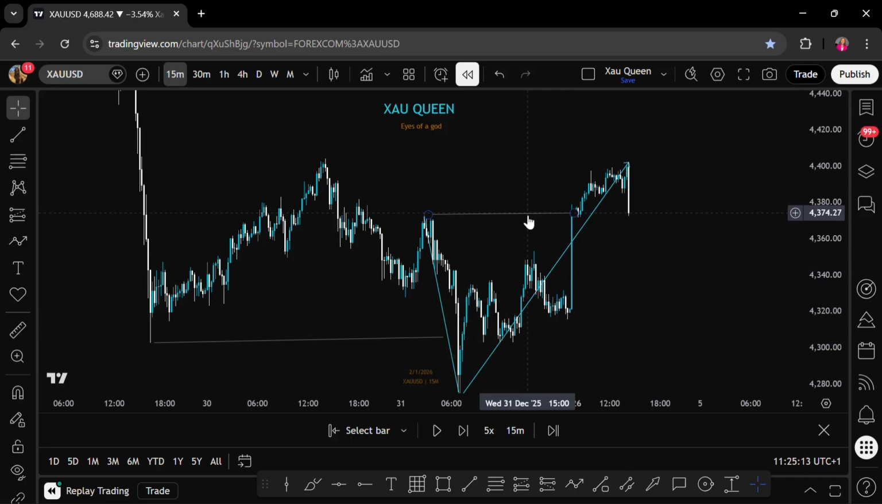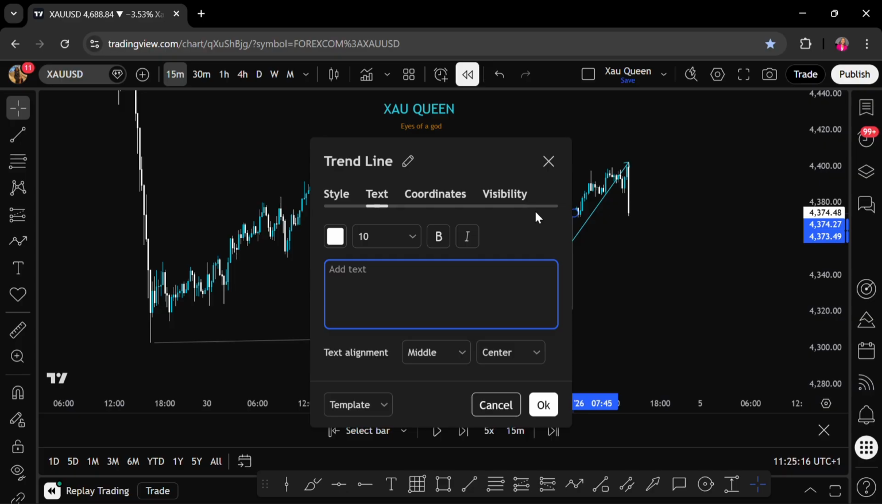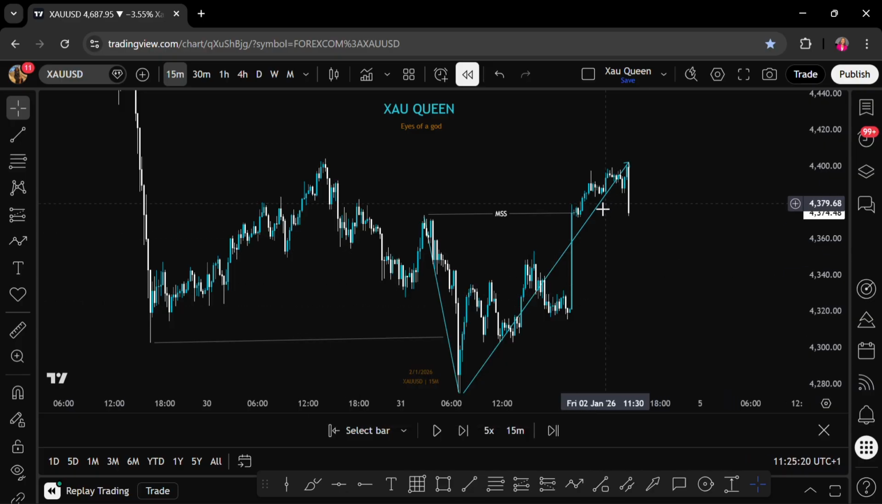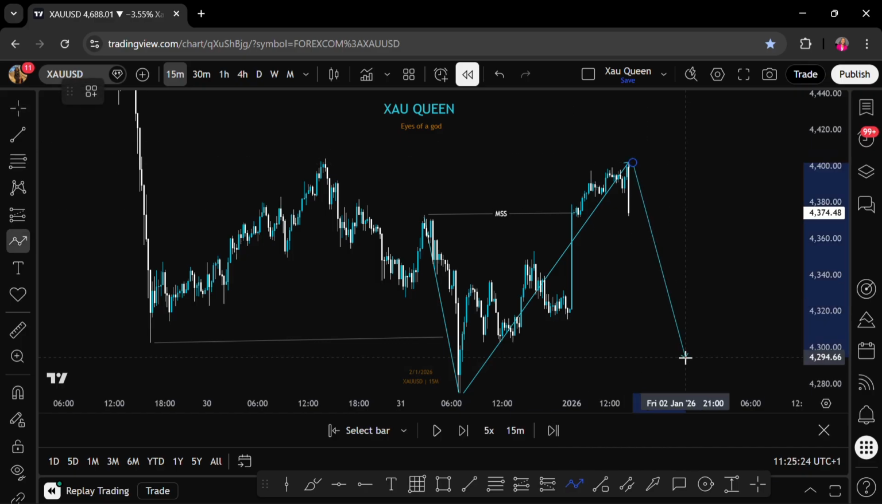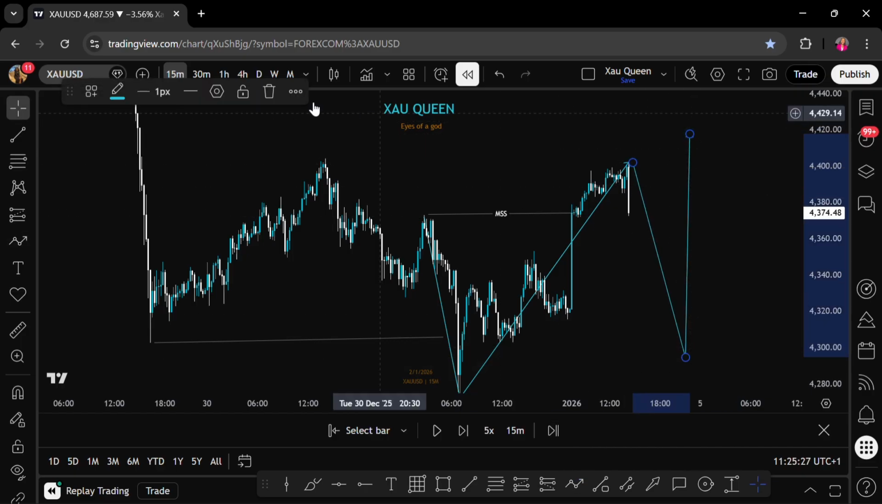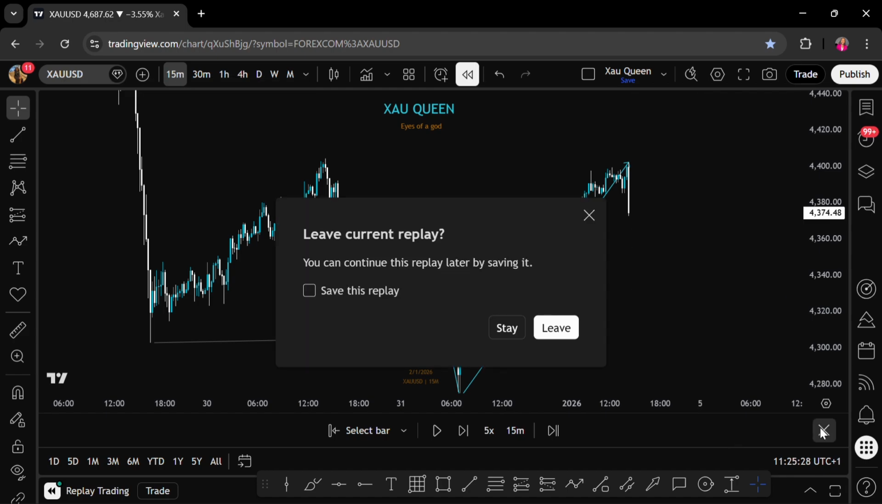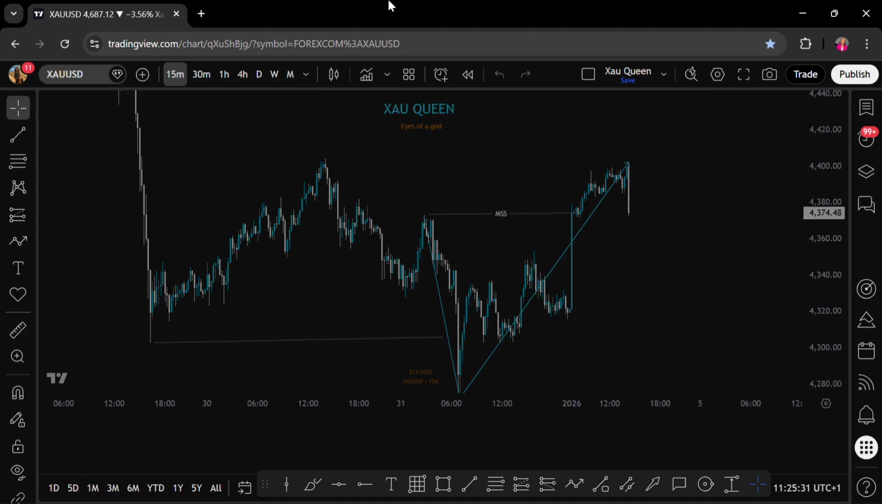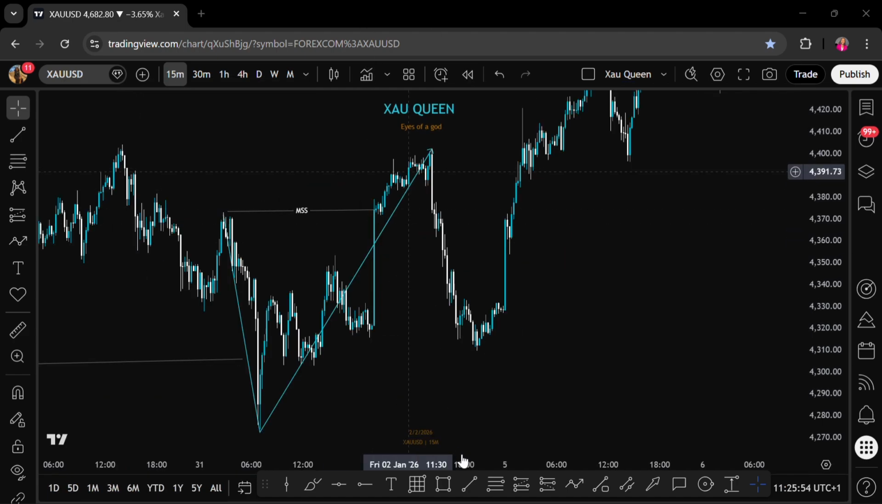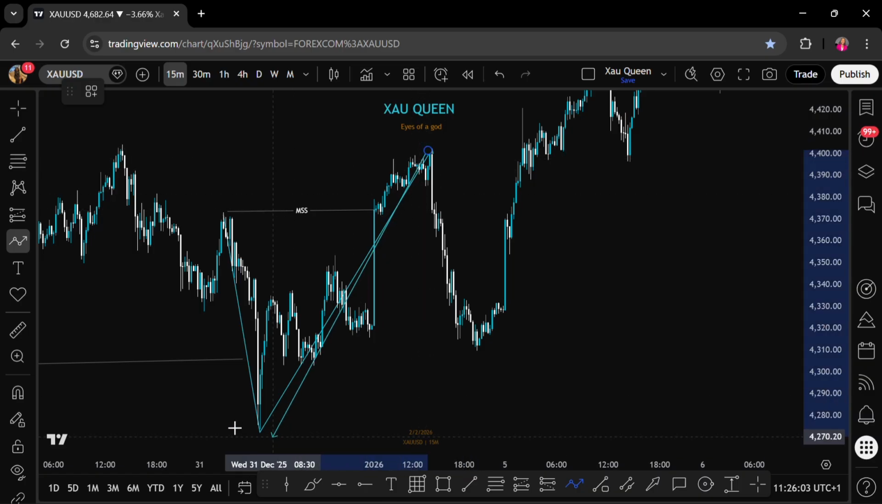Now this is our valid MSS. This is the valid MSS because it's already closed. So all we want now is for the price to pull back and then take us along. That is all we need right now. And as you can see, that is what we got. We got the pullback. Remember, that's why I said mark out the high and the low.